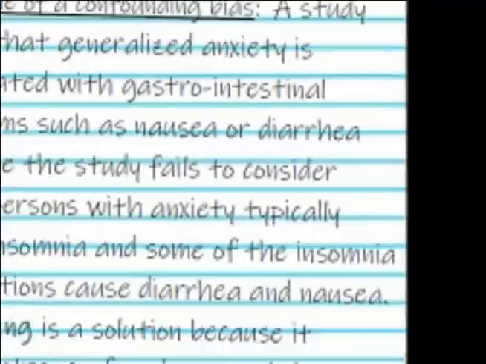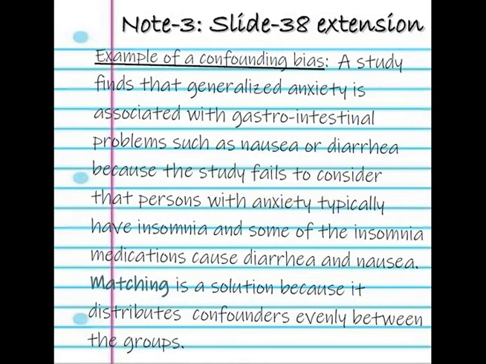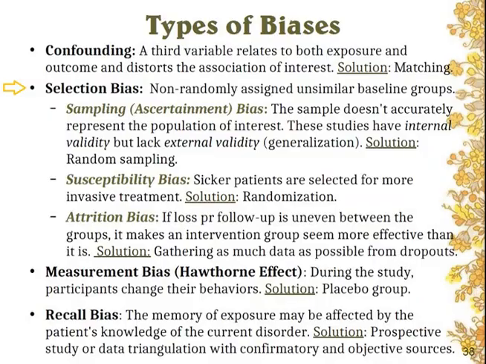An example. A study finds that generalized anxiety is associated with gastrointestinal problems such as nausea or diarrhea because the study fails to recognize that persons with anxiety typically have insomnia and some of the insomnia medications cause diarrhea and nausea. Matching is one solution because it distributes confounders evenly between the groups.